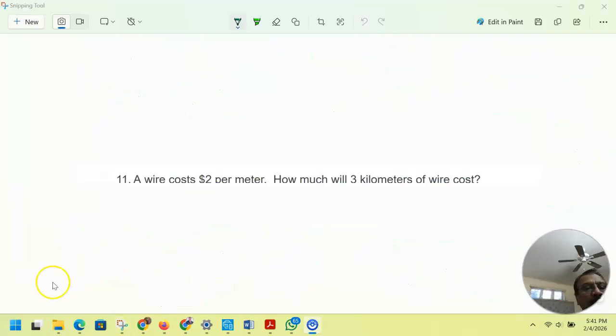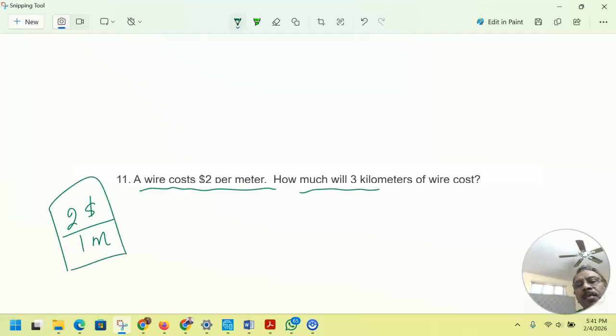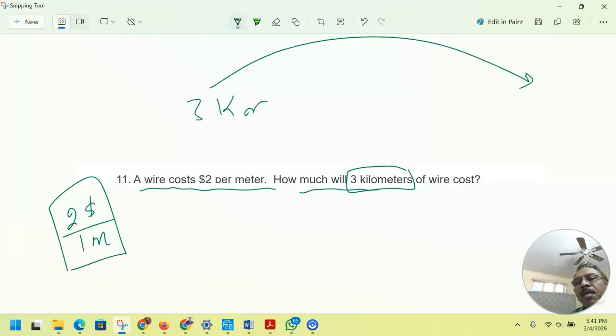Anyway, question number 11. A wire costs $2 a meter. That means 1 meter is $2, right? So this is the ratio, the conversion rate. And how much will it cost for 3 kilometers of wire? So we have to convert 3 kilometers all the way to how many dollars. So we want to know how many dollars.